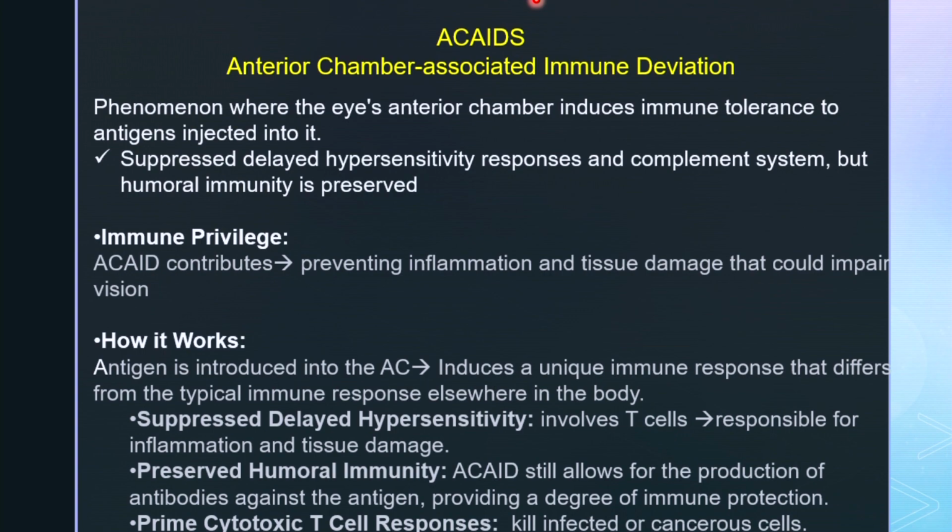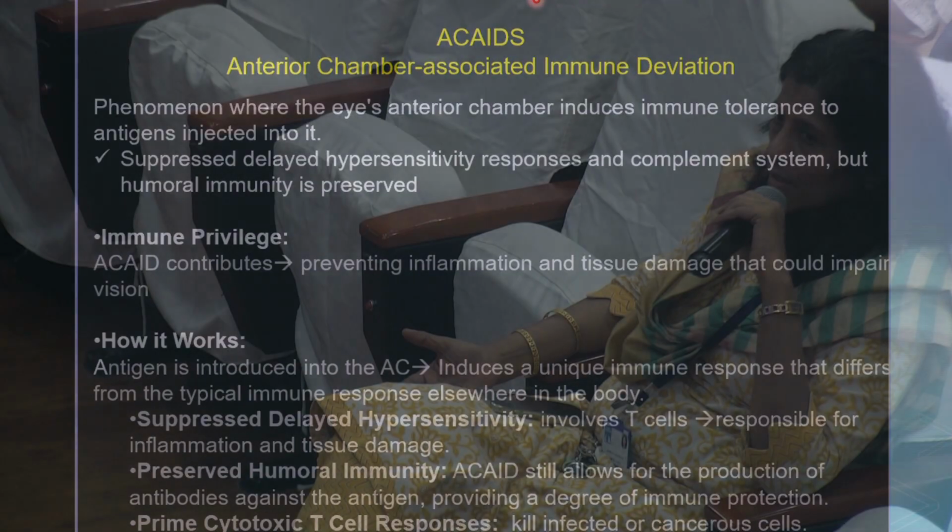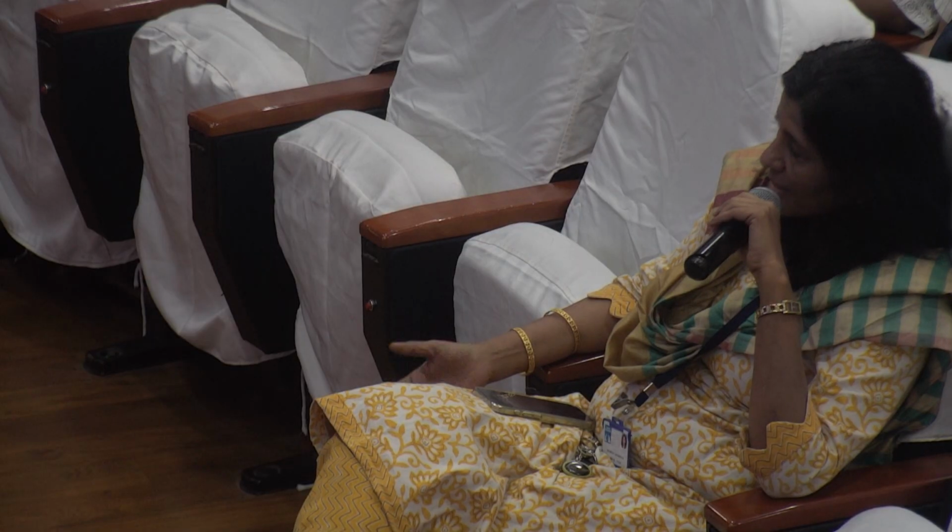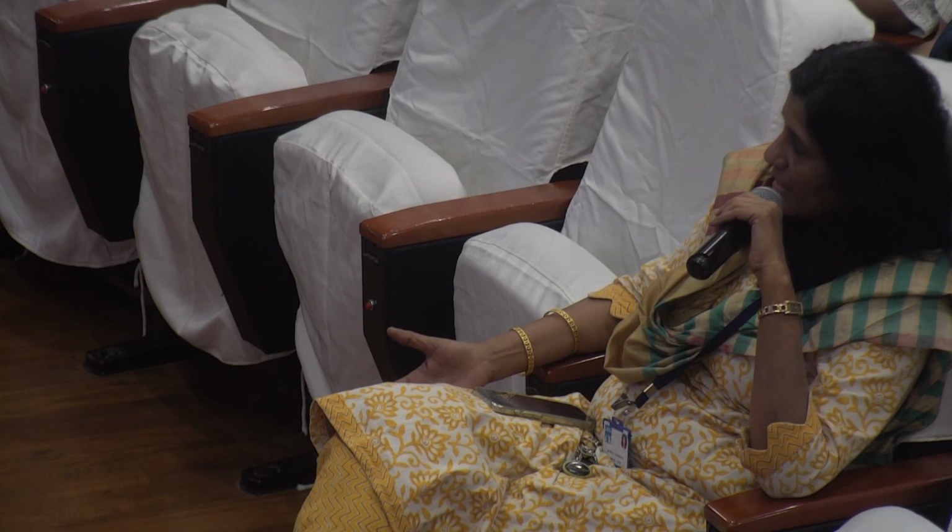So that's why those KPs are arising, right? Yes, ma'am. Humoral immunity is not responsible for the inflammation. So this delayed hypersensitivity suppression takes place from the sensitized spleen lymphocytes.